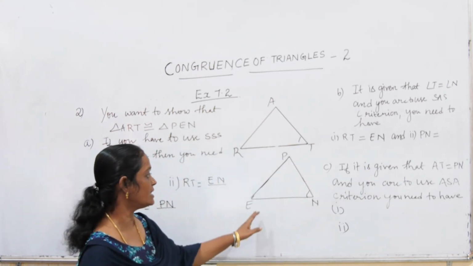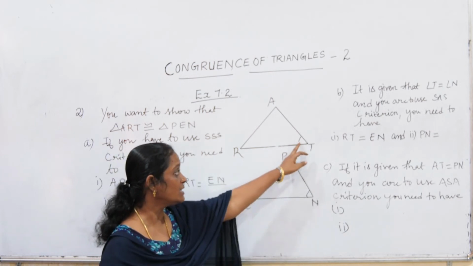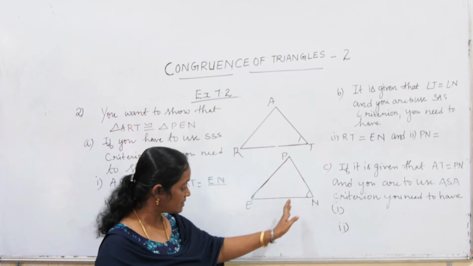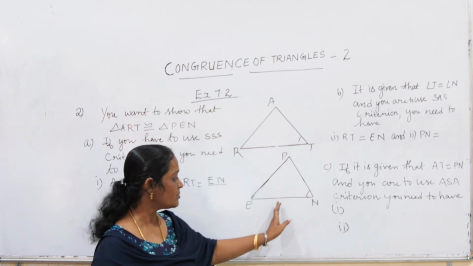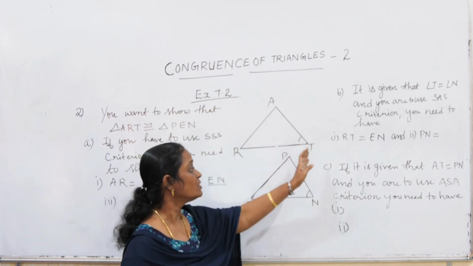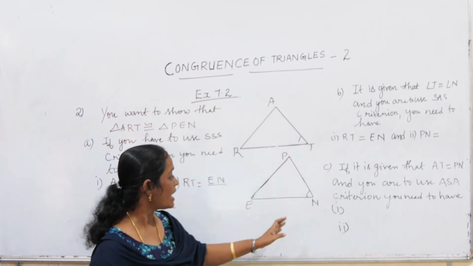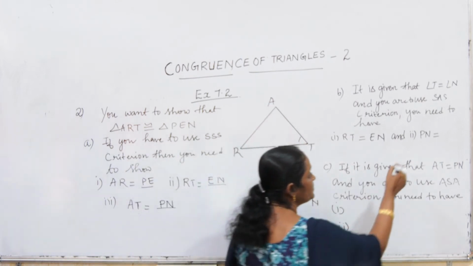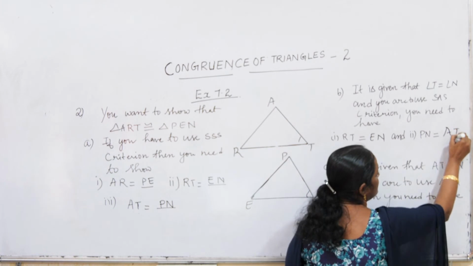We have to use the side angle criterion. So one angle, this angle T and angle N, are given. The angle is included between these two sides, EN and PN, and here RT and AT. So RT will be equal to EN and PN will be equal to AT.